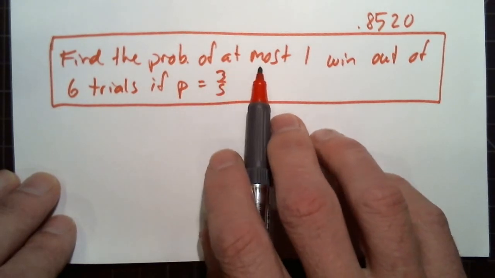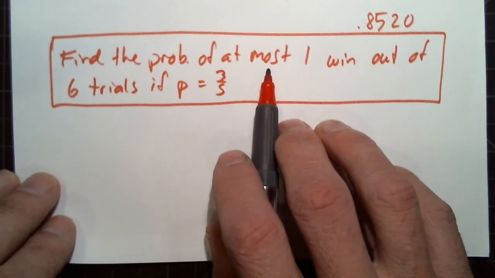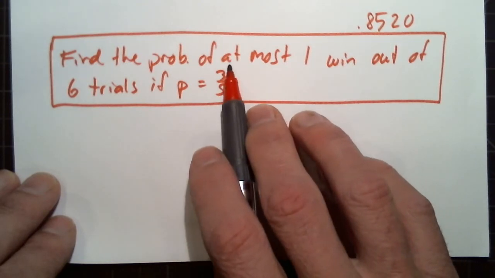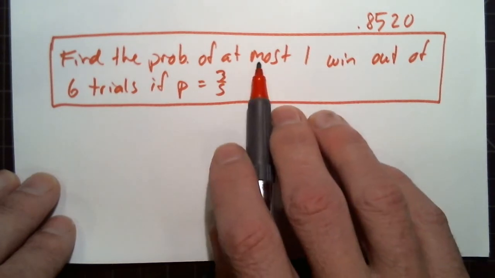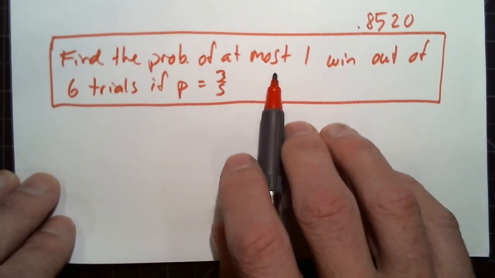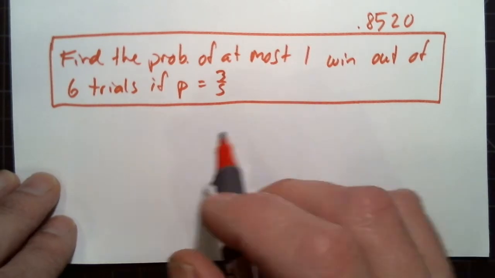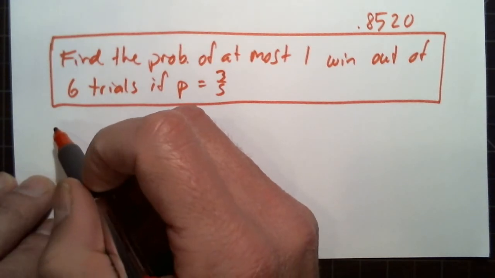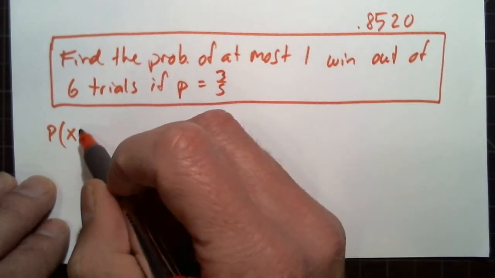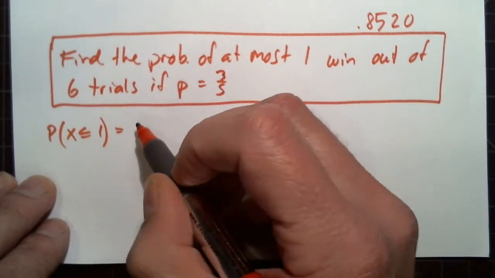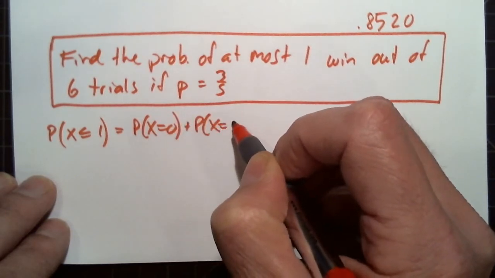So we have to be careful. At most 1. Some people have trouble visualizing the at most, at least, or more than, less than. So at most 1 means it could be 1, but it can't be 2 because the most it can be is 1. So that means it's going to be 0 or 1 would be the 2 possibilities. So if we were doing it without a calculator, the probability that x is less than or equal to 1 is going to be the probability of x equaling 0 plus the probability of x equaling 1.